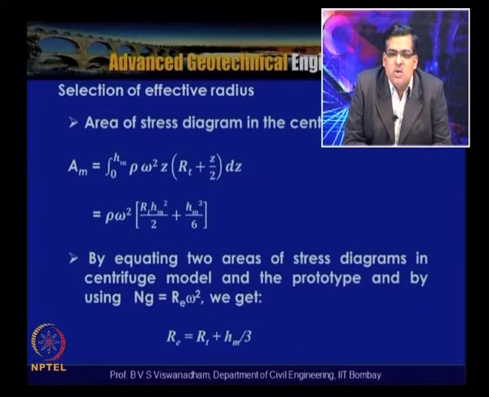Now by equating the two areas of the stress diagrams in the centrifuge model and the prototype, and by using Ng equal to Re omega square, where Re is called the effective radius, measured from the center of the shaft to a point within the model where we find the equivalency of the stresses. By equating the areas of the stress diagrams in the centrifuge model and the prototype, and simplifying, substituting for Ng equal to Re omega square, we get Re is equal to RT plus Hm by 3.